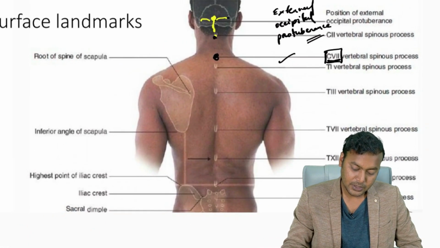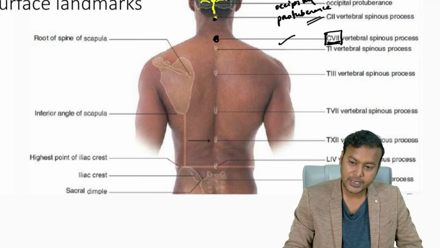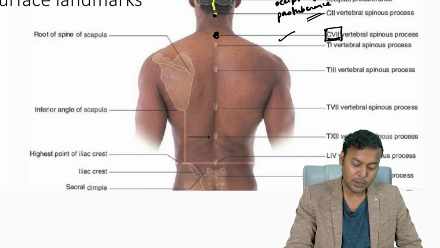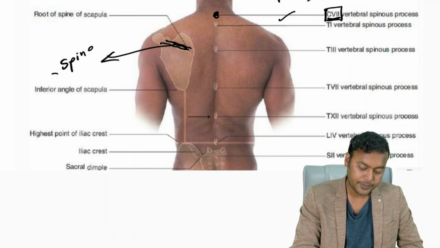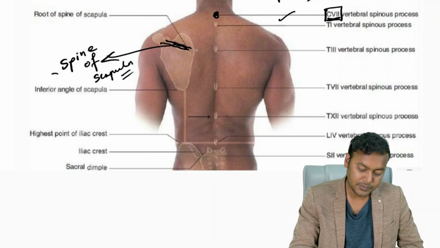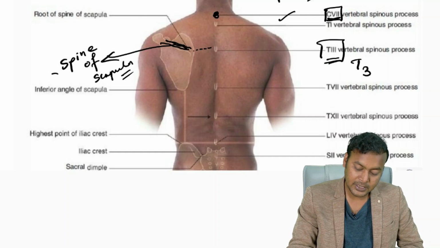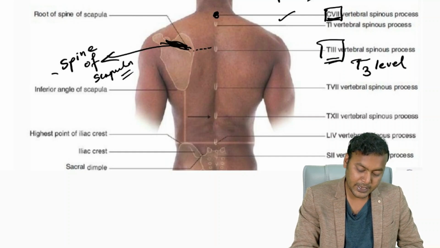Okay, students. Now, moving on to the next important surface landmark. On the posterior aspect of your thorax, you will find a bony ridge. That is the spine of the scapula. The spine of the scapula is at the level of the third thoracic vertebra, so it is at the level T3.